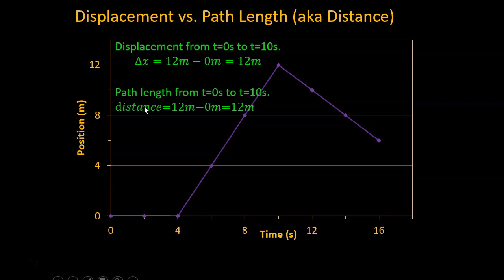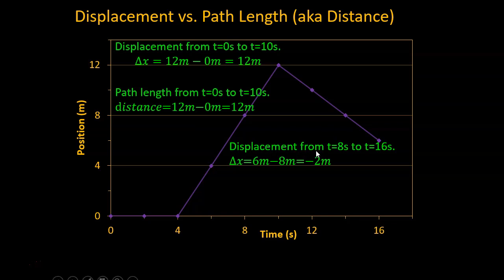Now let's look at the path length for the same time interval, 0 seconds to 10 seconds. So we started at 0, and at 10 seconds we had moved up to a total of 12 meters. So here we didn't travel any distance at all, we were standing still, and here we increased by 12 meters. So again, the distance is 12 meters minus 0 meters, or a total of 12 meters traveled. Now, displacement and path length won't always be the same. So let's take a look at this example.